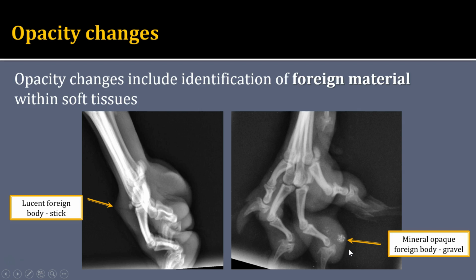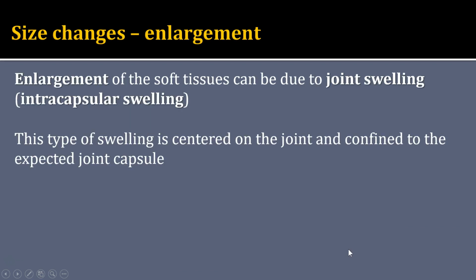More often than not, foreign material will not be identified on our radiographs because it is often soft tissue opacity. Plant and wood material often becomes soaked with fluid surrounding it, and so then it's going to be the same as soft tissue and not identified on our radiographs.